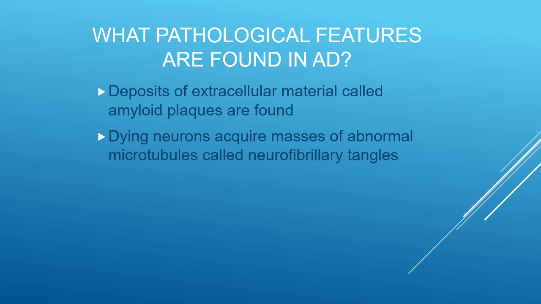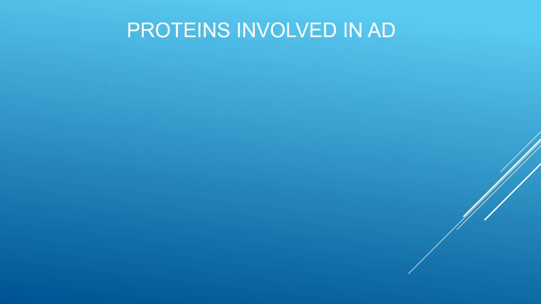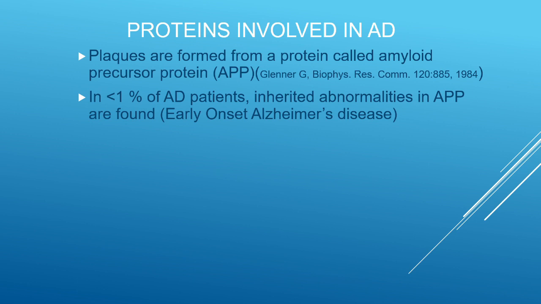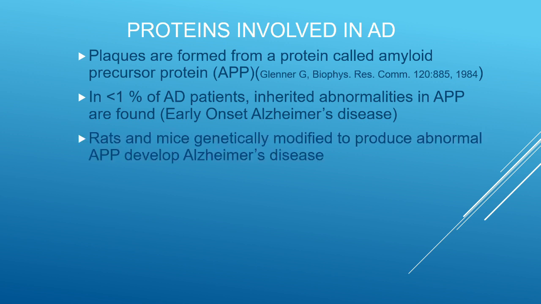However, in the 1980s, new information began to be acquired. For one thing, the protein that formed these amyloid plaques was identified, and it was named amyloid precursor protein. Now, once this protein was understood, people could try to understand more about Alzheimer's disease. And one of the interesting findings is that in about 1% of the people with Alzheimer's disease, inherited abnormalities in this protein are found. Also, if you create rats and mice that are genetically modified to produce this abnormal amyloid precursor protein, these rats and mice also develop amyloid plaques and Alzheimer's disease.